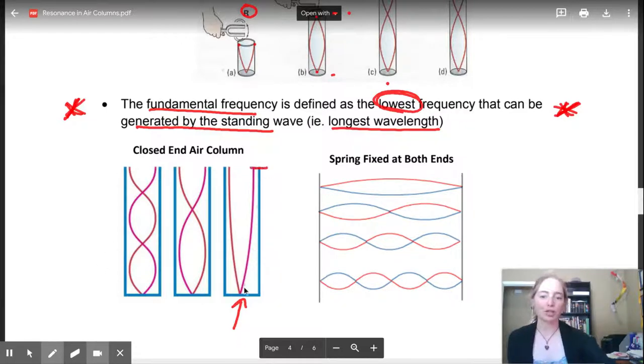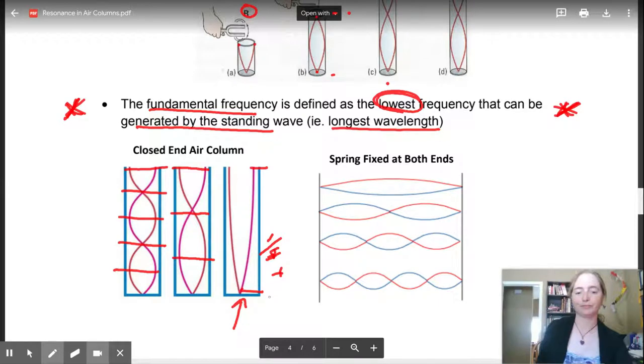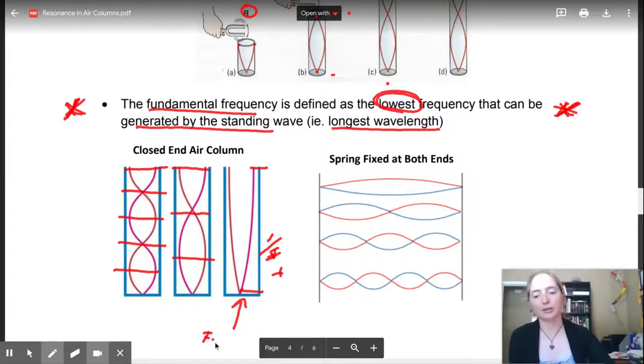So the distance from here to here, that is a quarter of a wavelength. Well, there's a quarter, there's half, and there's 0.75, so that's 3/4 of a wavelength. Well, here we've got 1, 2, 3, 4, 5. This is 5/4 of a wavelength, okay? So what that technically means is that this would be your fifth harmonic, this would be your third harmonic, and this would be your first harmonic, okay? Those are terms that we're not going to worry too much about. So this here is your fundamental frequency.